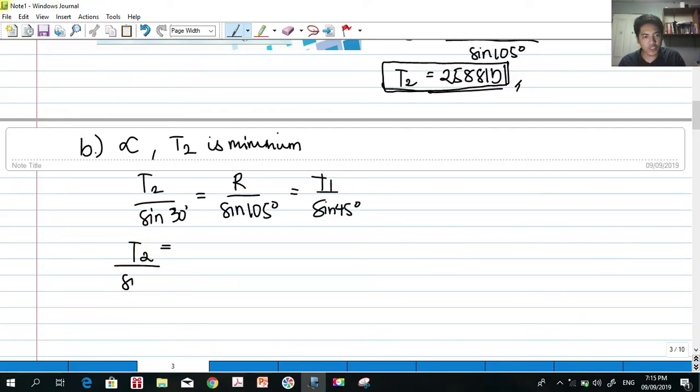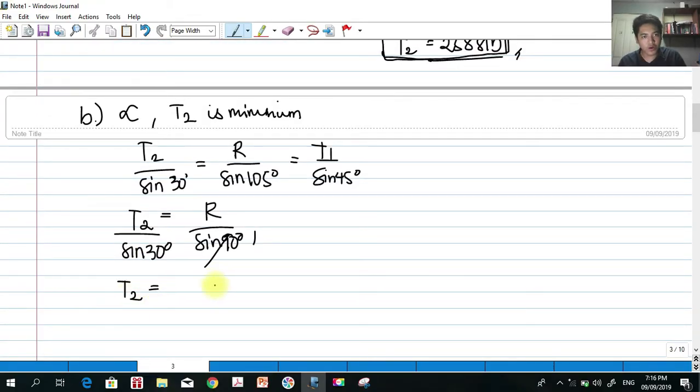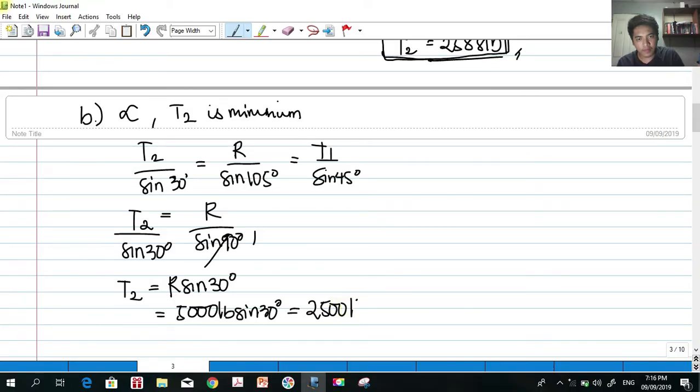If I make this equal to 90, then T sub 2 over sine 30 degrees equals R over sine 90, and we all know that sine 90 is equal to 1. So T sub 2 is R sine 30 degrees, that is 5,000 pounds sine of 30 degrees, which is equivalent to 2,500 pounds. So if I make theta 90 degrees, and this is still 30 degrees, definitely the alpha now would be 60 degrees, for which T sub 2 is minimum.